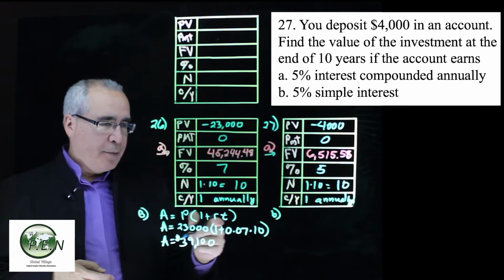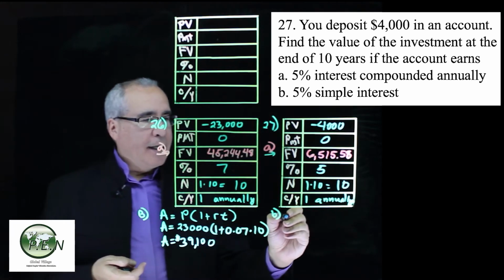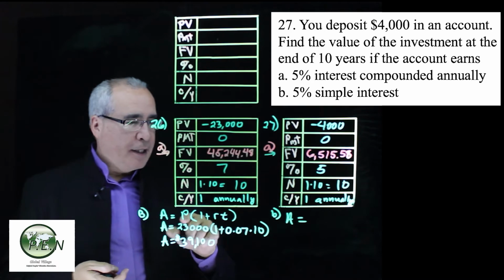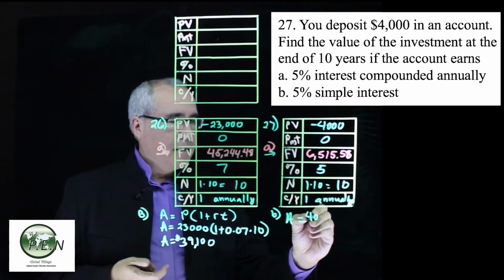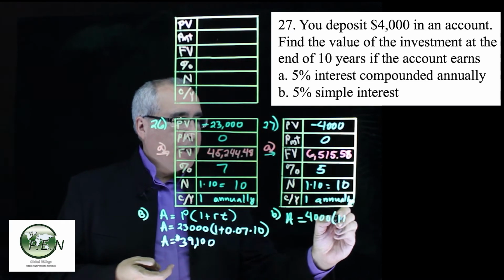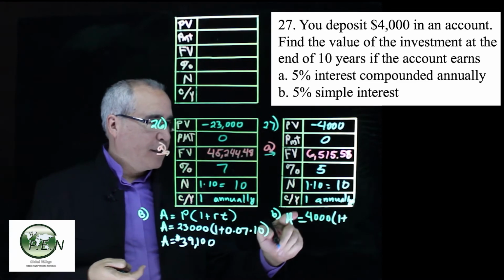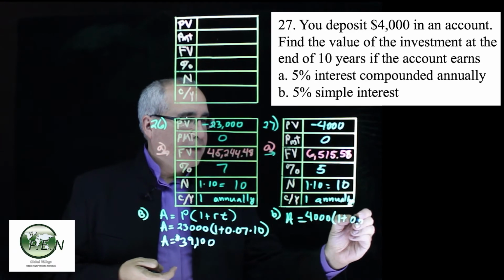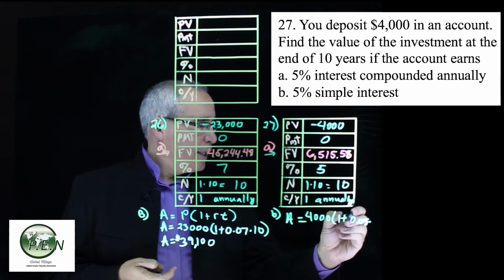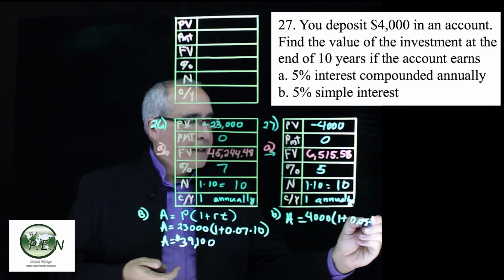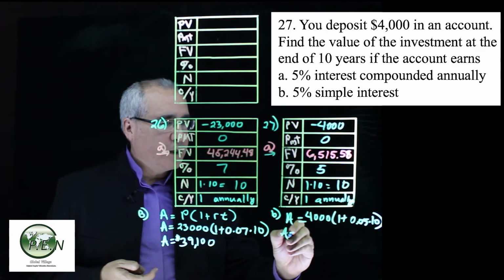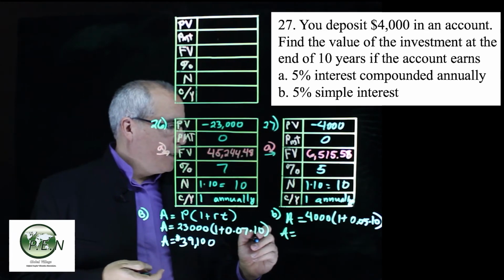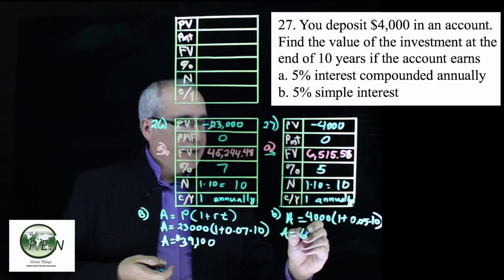To get the B question answered, how much will we have if we do simple interest? We use this same formula, so I won't rewrite it, but I will fill in the blanks with what we need. Our principal in this case is $4,000. 1 plus the interest rate of 5%, so that's 0.05, and then we multiply by 10 years. When we do all of that calculation, we end up with a roaring $6,000.